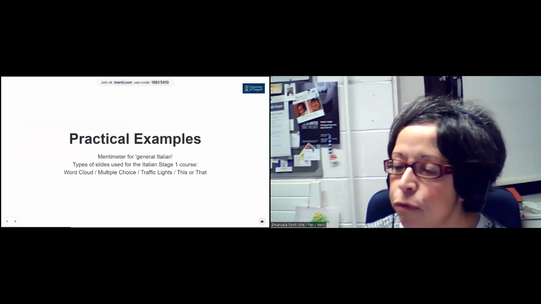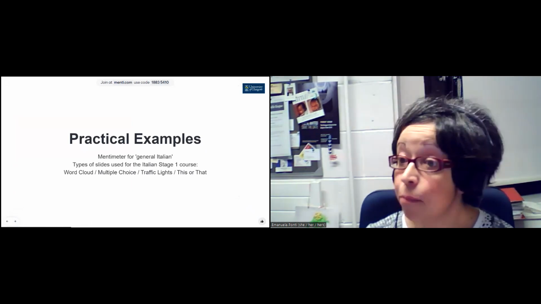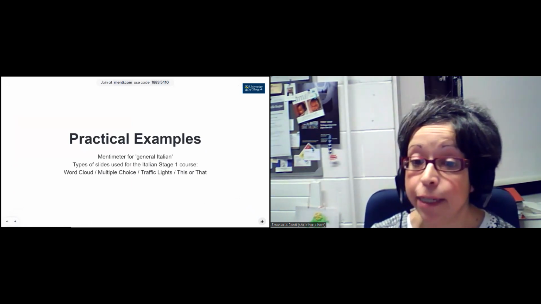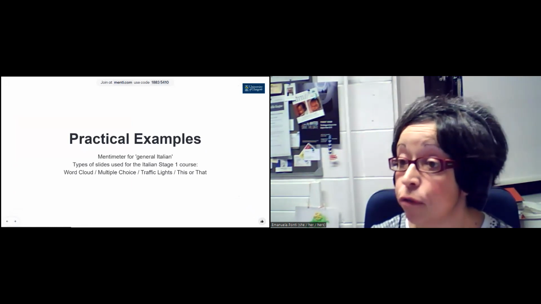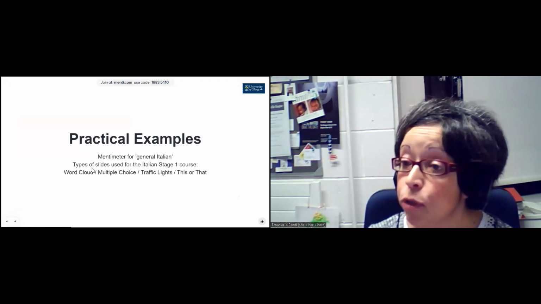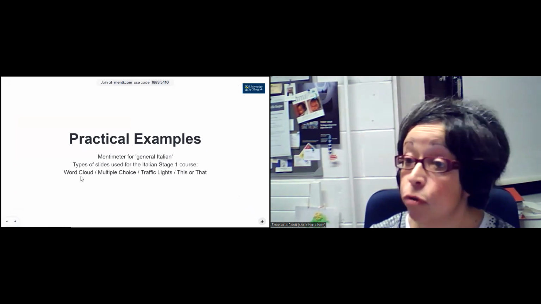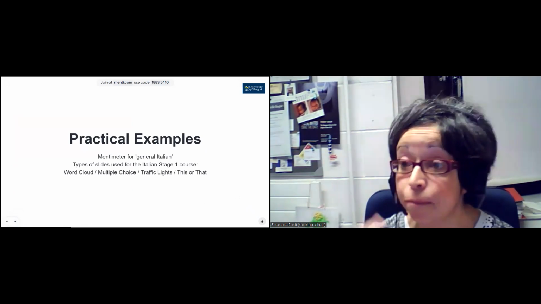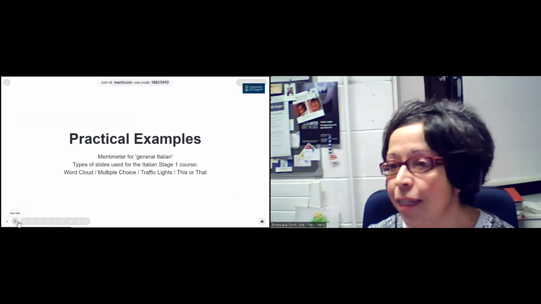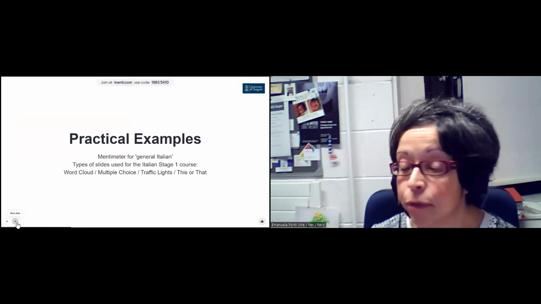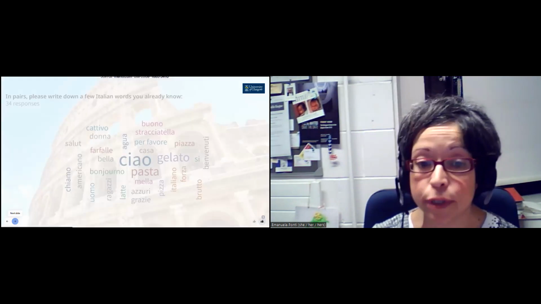In the next few slides, I will give some practical examples of how I use Mentimeter. In the first few slides, this is how I use Mentimeter for general Italian. The types of slides I will be presenting are word cloud, multiple choice, traffic lights, and this or that. Mentimeter offers a huge variety of types of slides, but I selected these as I thought they would be perhaps the most interesting ones for this type of course.